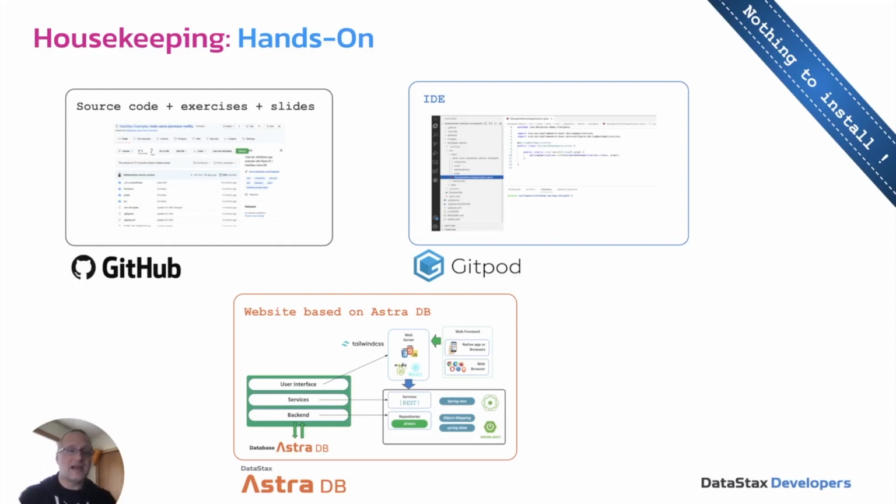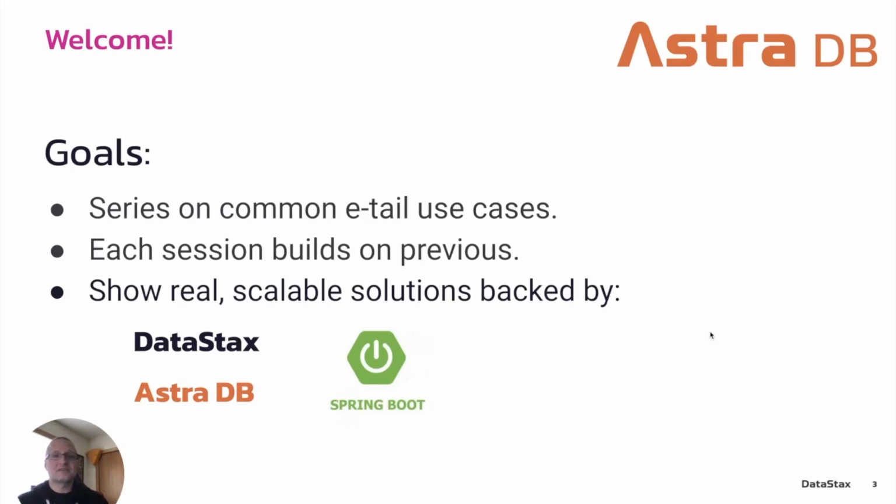And of course, the application and website we're going to build is going to be sitting on top of DataStax AstraDB, which is our version of Cassandra as a service that we support out in the cloud. So our goal for today is to work through this first session in a series on common e-commerce, retail, colloquially known as e-tail type use cases. Each session is going to build on the previous one, and we're going to show how simple it is to build scalable solutions backed by Java, Spring Boot, and ultimately running on DataStax AstraDB.